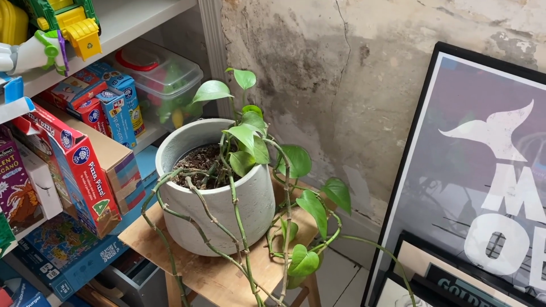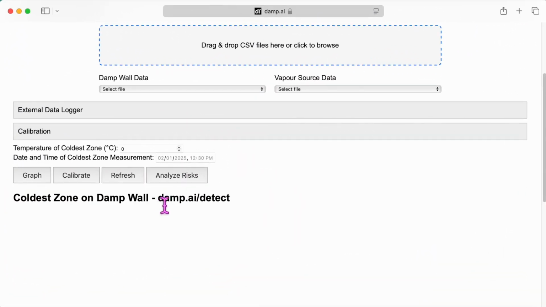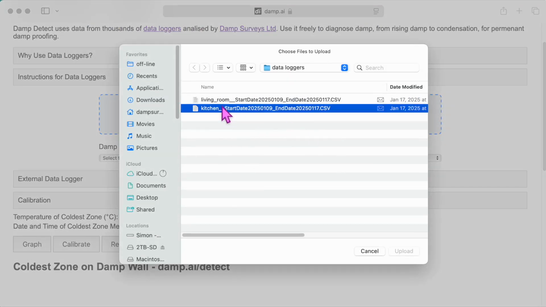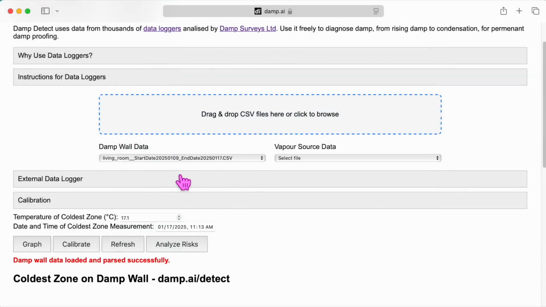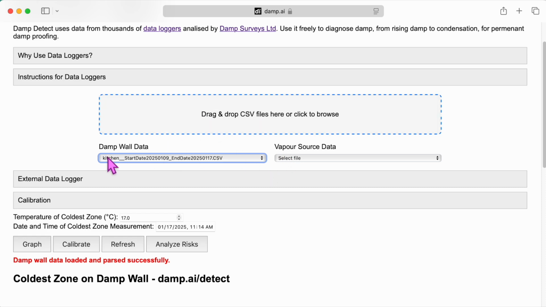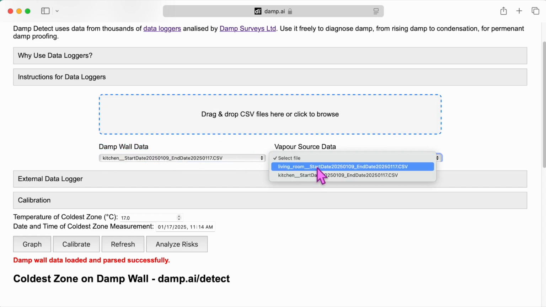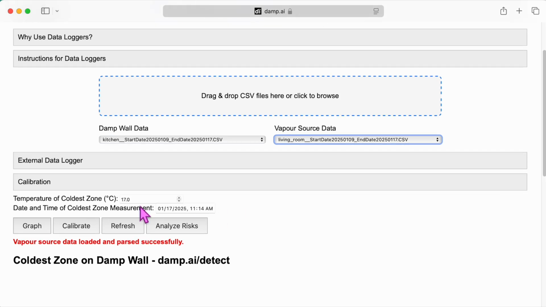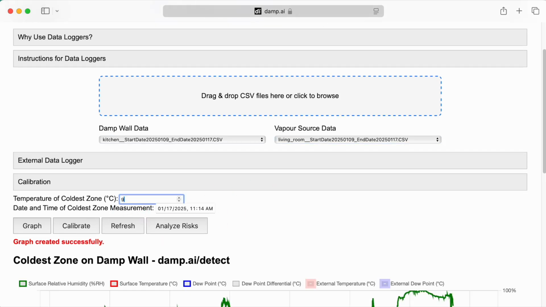Have a look at the data loggers website. It's called damp.ai/detect, and you can drop your data logger data into the file. And if we compare the kitchen, because that's where the damp wall was of principal concern, to the living room, but I mean, in this case, the vapor is actually coming from the kitchen as well. And I think the temperature at the time of the survey was 9.2.